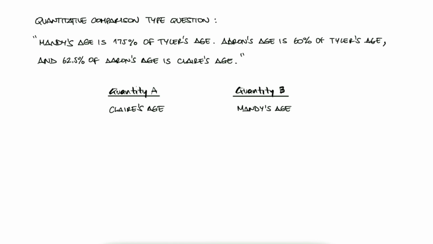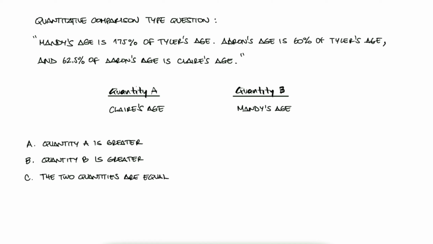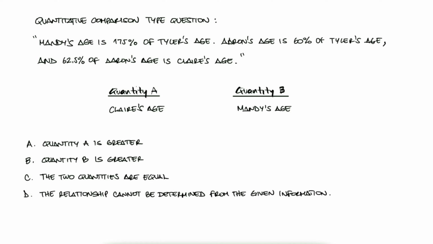As mentioned in that main lecture, I'll have an entire 10-minute explanation on quantitative comparisons linked in the description of this video. For now though, all you need to know is that in these types of questions, your options are A. Quantity A is greater, B. Quantity B is greater, C. The two quantities are equal, or D. The relationship cannot be determined from the given information.